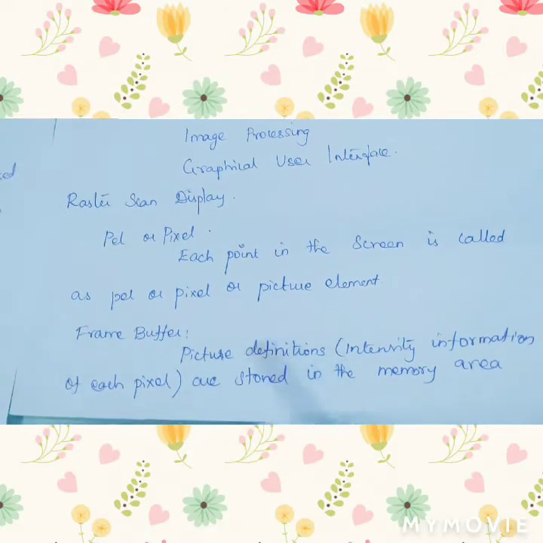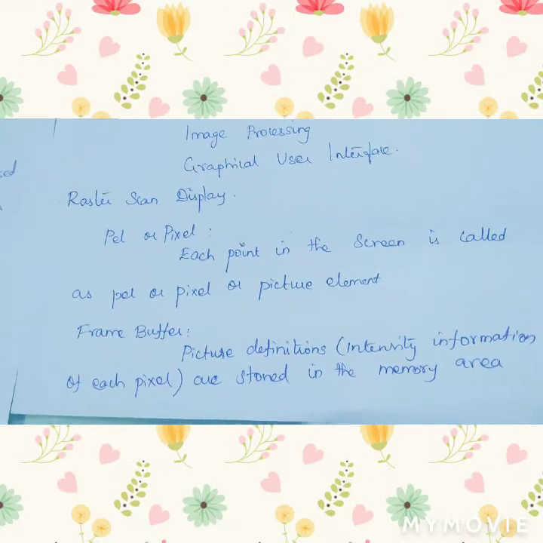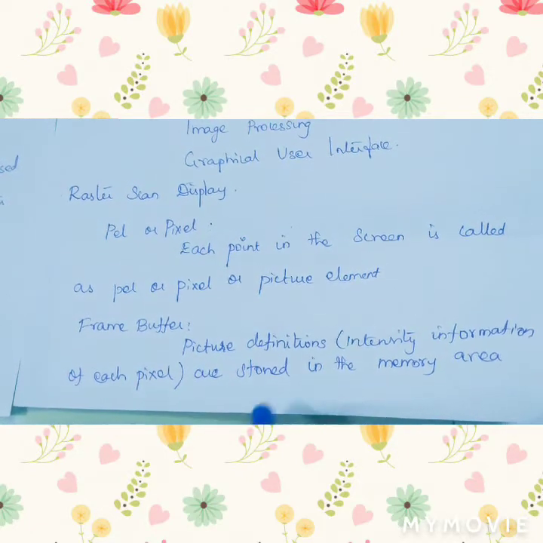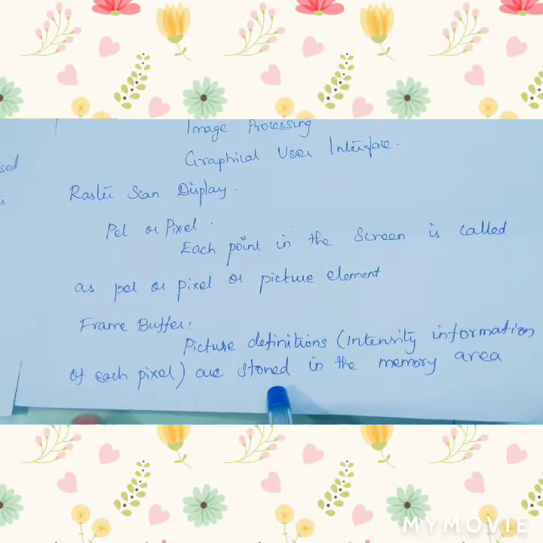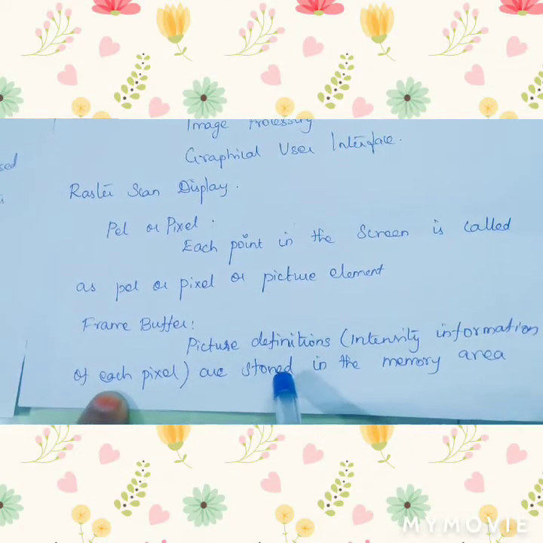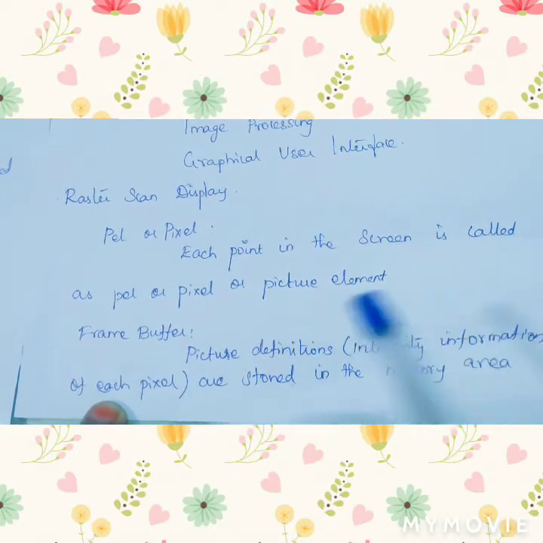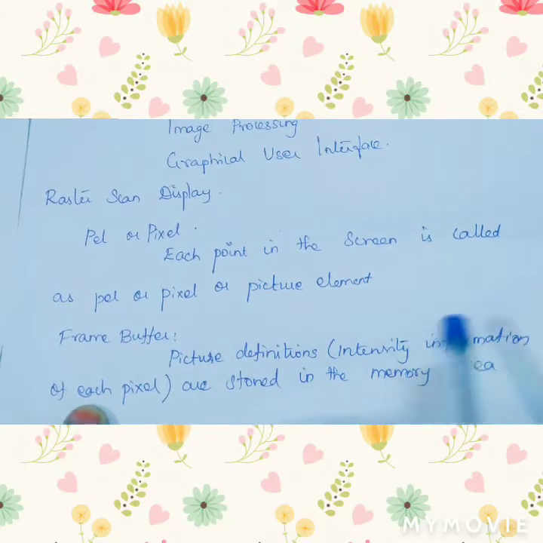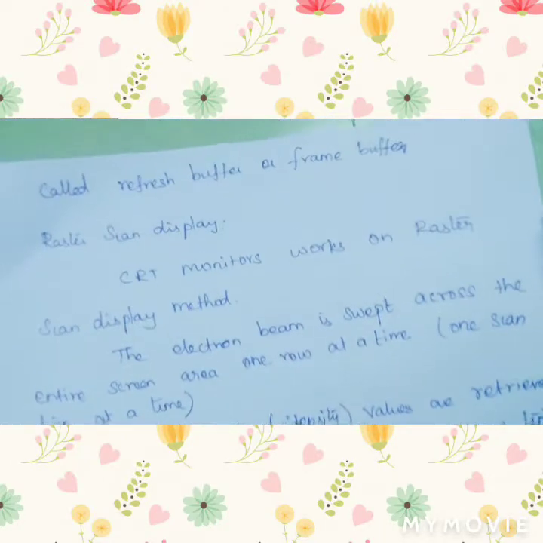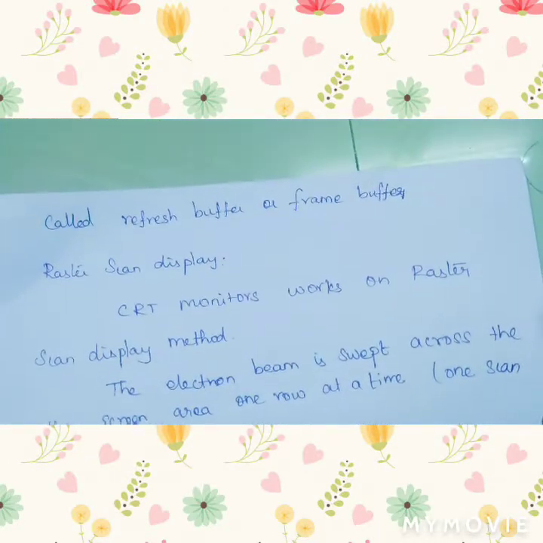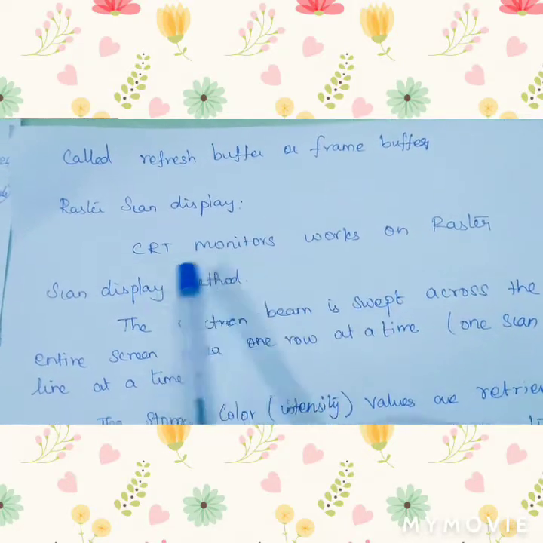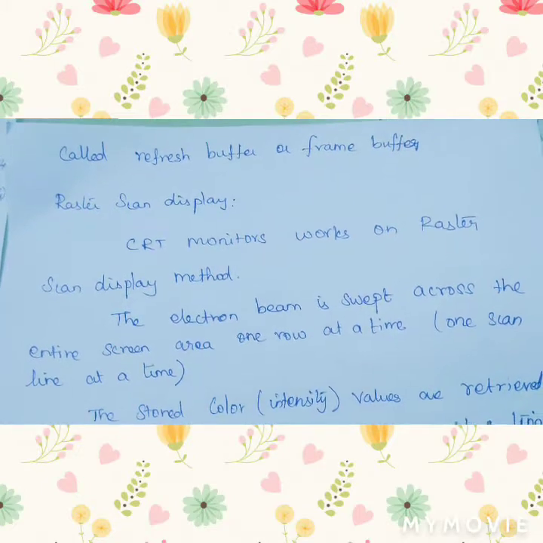That means after getting all the information from the user, it processes the data. After that it will store the data into the frame buffer. After that it will display on your screen, right? That is one memory area, which is called the frame buffer. It is otherwise called the refresh buffer, right? Next one, raster scan display mainly works on CRT monitors, right?